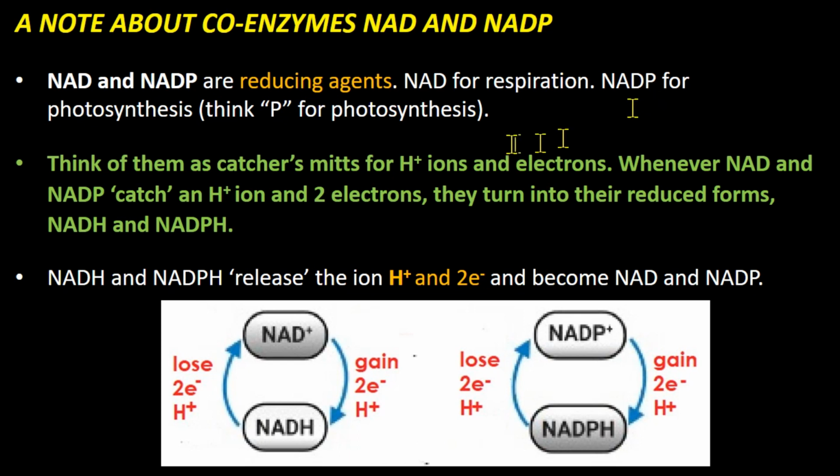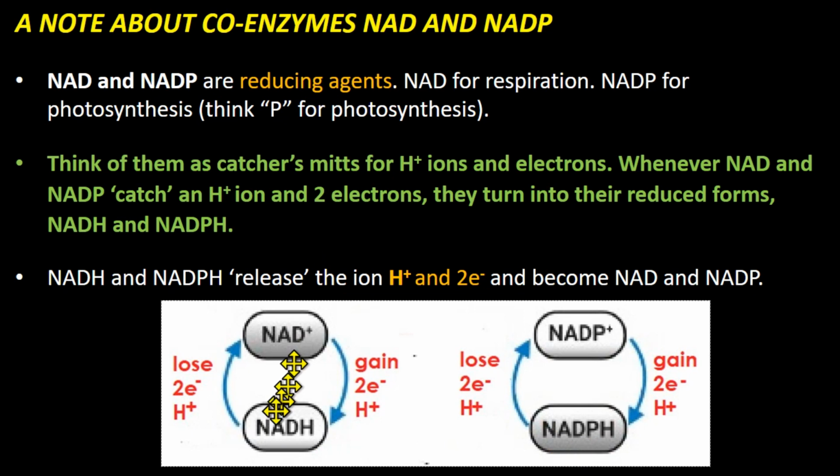Easy way to think of them as catcher's mitts. Think of them as little gloves that will open up and they will catch hydrogen ions and any associated electrons. So whenever NAD and NADP catch a hydrogen ion and 2 electrons, they turn into their reduced forms, NADH and NADPH. Think of the H here, NAD plus the H is NADH, NADP plus the H is NADPH.